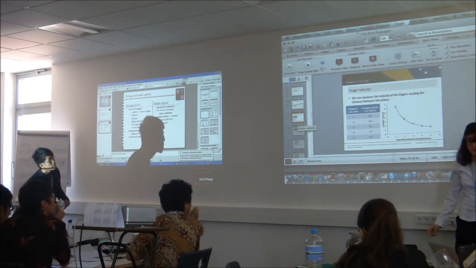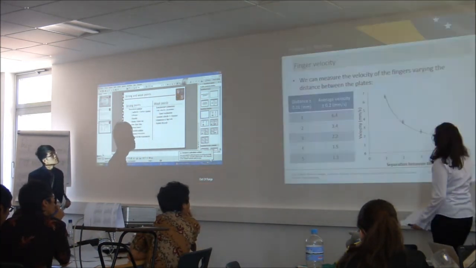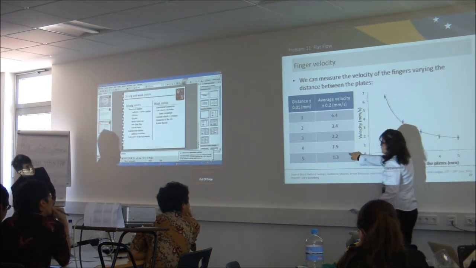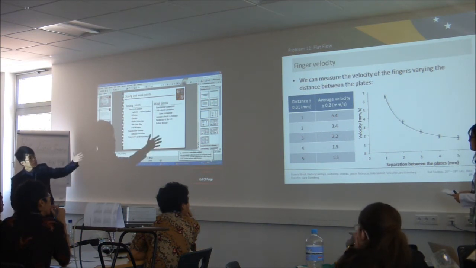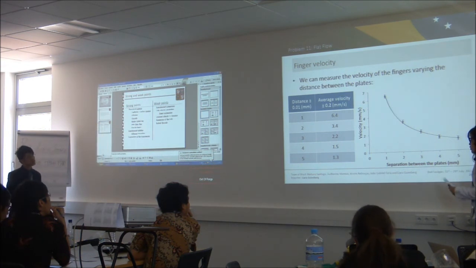Varying the distance between the plates, I have this tendency of the graph. And we can also calculate the average velocity. But I don't see the creating fingers. It depends on the distance. Oh, I calculated the velocity. That is what I can compare to my theory.